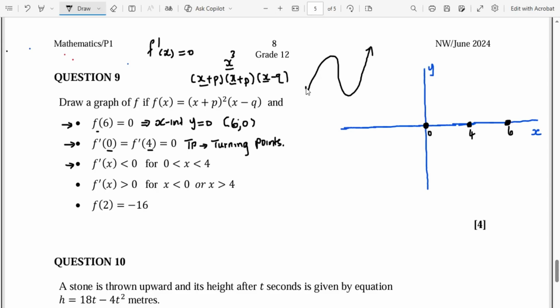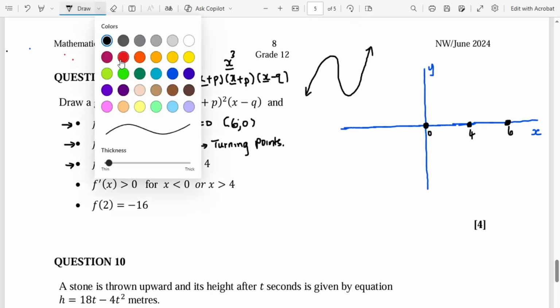Okay, my graph will look like that. And so far I know that I have the turning points somewhere at 0 and at 4, but I don't know how this moves. But let's work on this. Let's use the remaining points to find the solution of this graph.